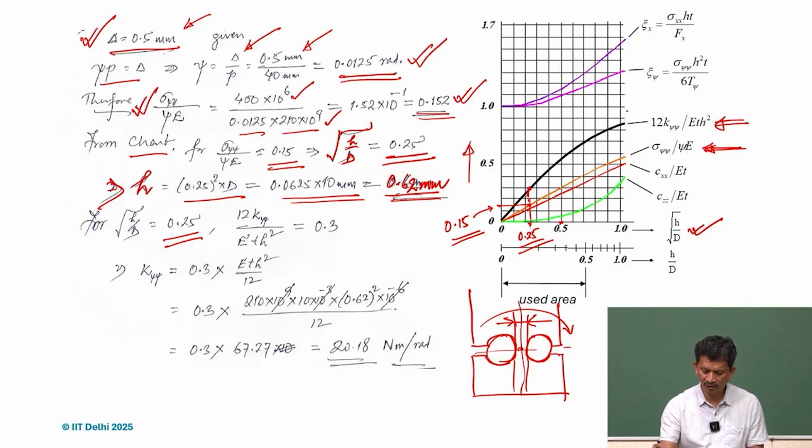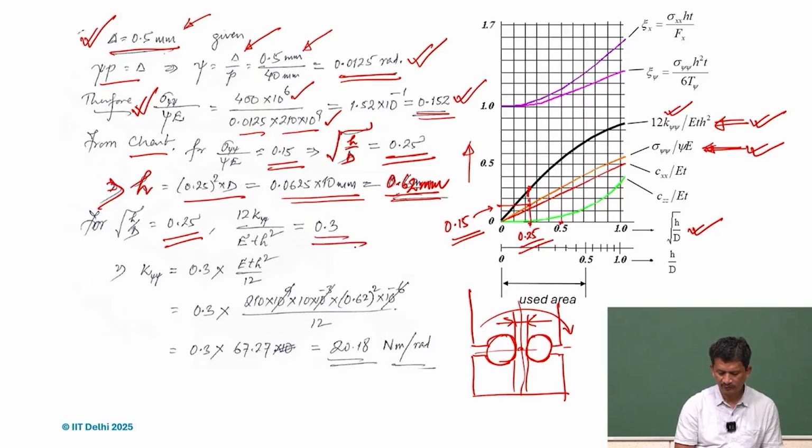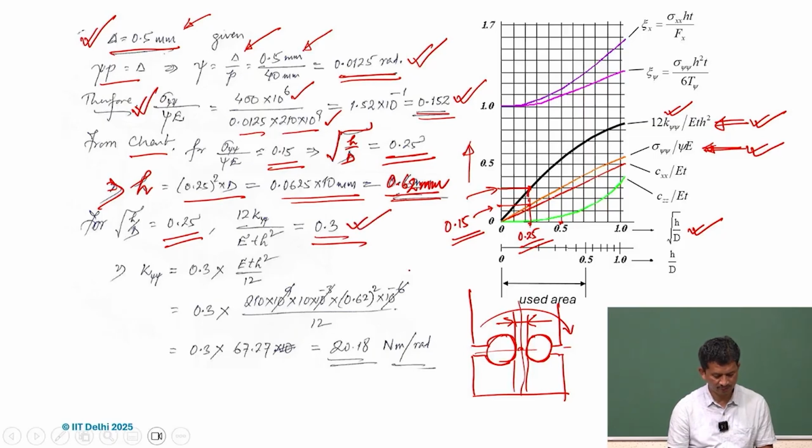So then we use this plot. First we use this plot to arrive at h. Once it's known, now we are interested in finding the k psi value. So we use that plot, and if we extend, what we realize is that this is 0.3. So we use 0.3 for that one, and when we substitute, 12 k psi divided by ETH square is 0.3.